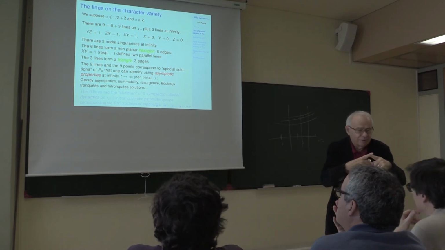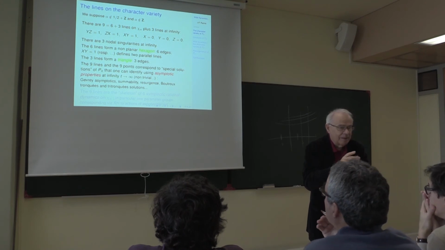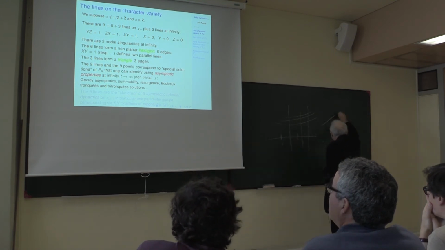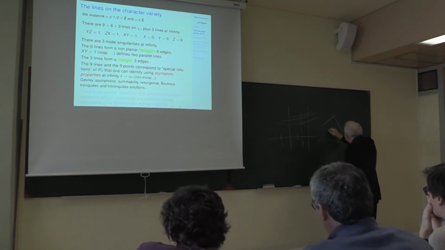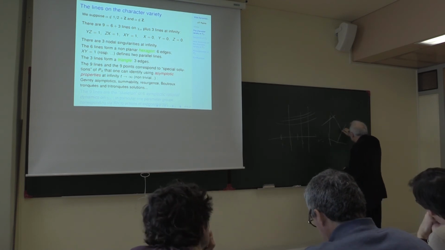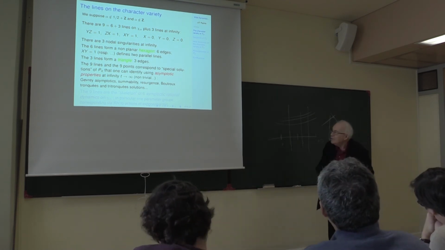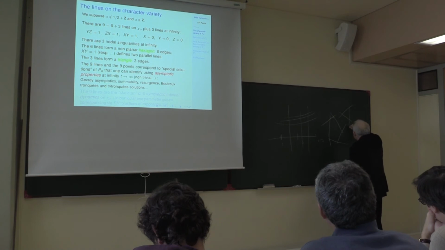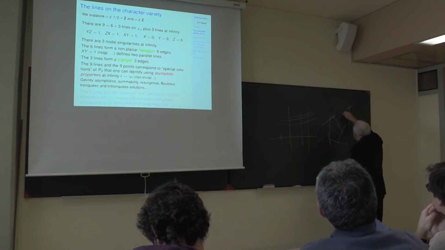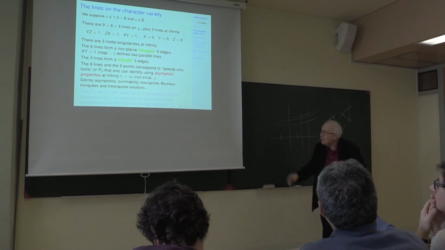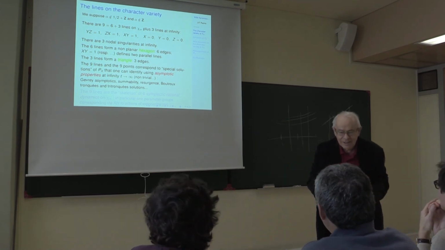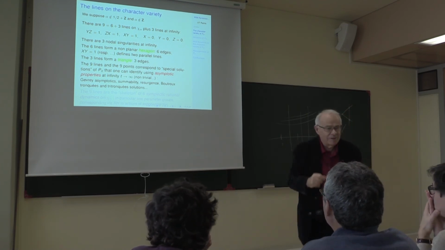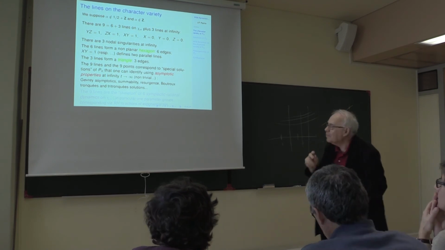Okay, and now you look at the intersection of the lines. You have this hexagon picture, and then you have 6 points. And also you have the triangle picture. You have 6 special points here, and here you have 3 special points. So you have 9 special points. Now I will describe the significance for Painlevé 2 of these points.